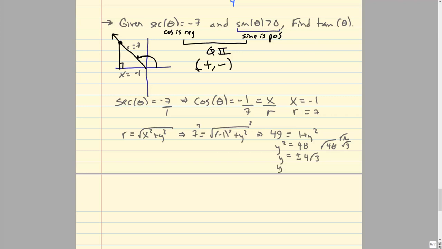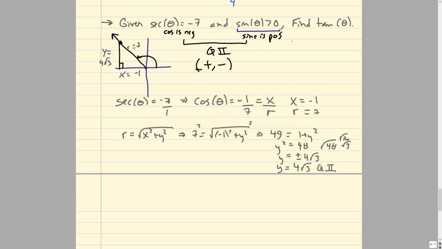But in quadrant 2, I know that y is positive, so this is 4 root 3 because I'm in quadrant 2. So again, a lot of these things you can plug into your calculators to figure out, but you have to have the work in order to get any credit at all. So here we have y equals 4 root 3. Now what were we trying to do anyway? I forget.